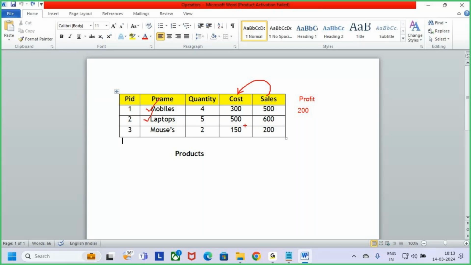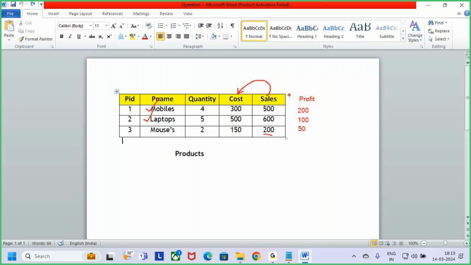600 is the selling price, 500 is the cost price. So 6 minus 5 is 1. So 100 is the profit he is getting by selling the laptop. And next, mouses. 200 is the selling price, 150 is the cost price. So what's the difference between these two? 200 minus 150. 50 rupees is the profit he is getting.